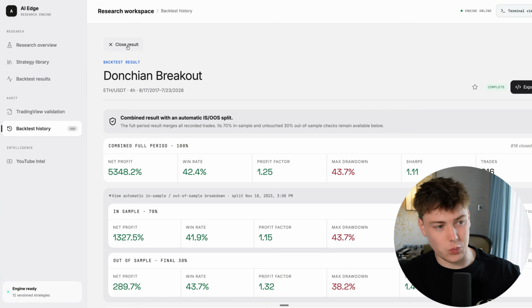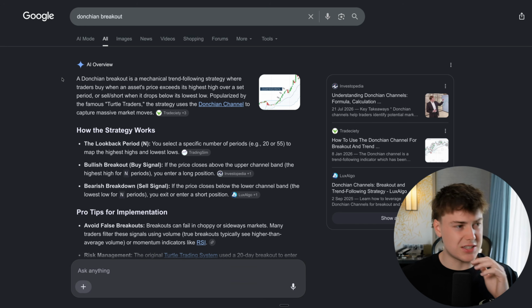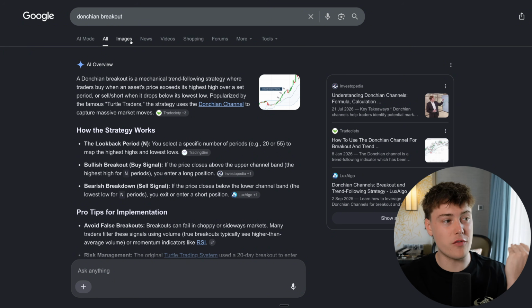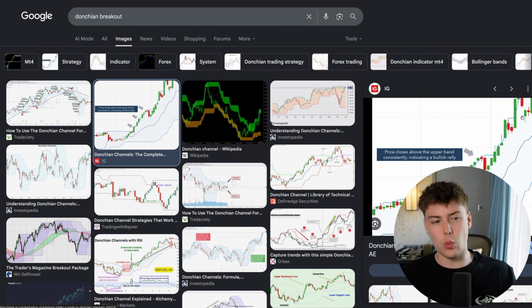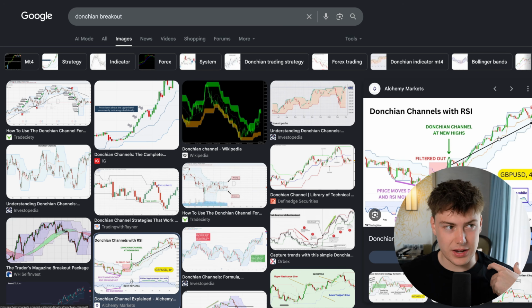We'll look through in a second why this was actually the best performer, but let's keep going down and looking at the rankings. So that was a Donchian breakout strategy, which is where traders buy when an asset's price exceeds its highest high over a set period. So this is essentially one way to execute long continuation, because when price closes above a prior high, you're essentially entering positions. This helps you capitalize on extended moves.